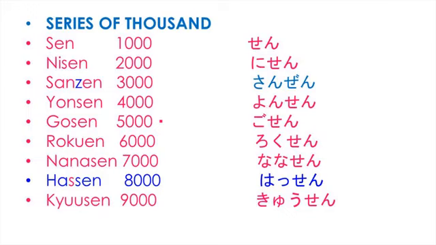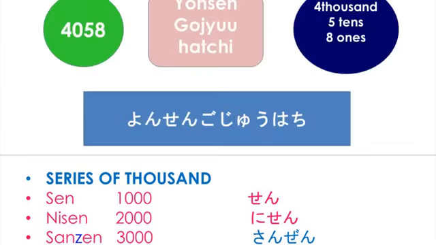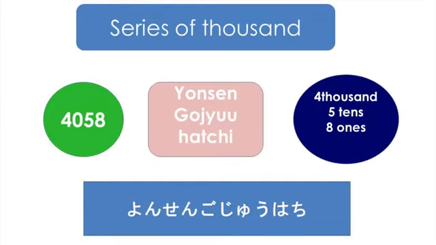Now we will go little more upwards in counting. The number is 4058. So how we will count this number? Place value for 8 is at ones place, that will be hachi. Then place value of 5 is 5 tens, so go ju. 5 is go, and tens place that will be ju, that will be go ju. And place value of 4 is at 1000 place, so that will be yon sen. Yon sen go ju hachi.